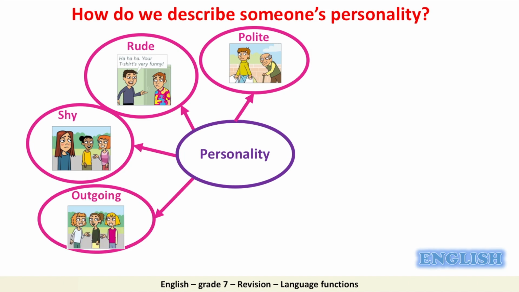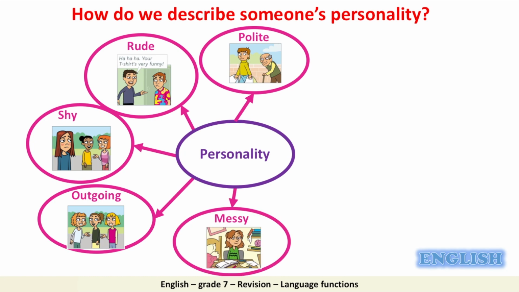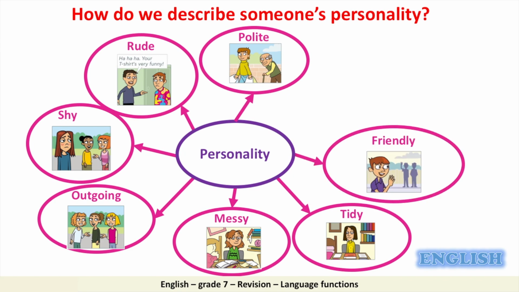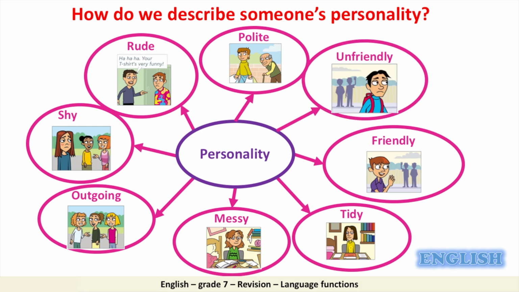The opposite of shy is outgoing. An outgoing person enjoys meeting new people. Next, messy is used to describe a person who is untidy and not organized. The opposite of messy is tidy. Being kind and pleasant to other people makes you a friendly person. The opposite of friendly is unfriendly.